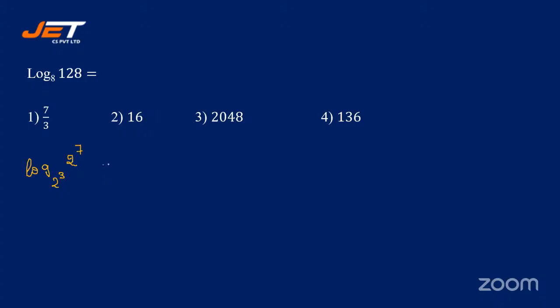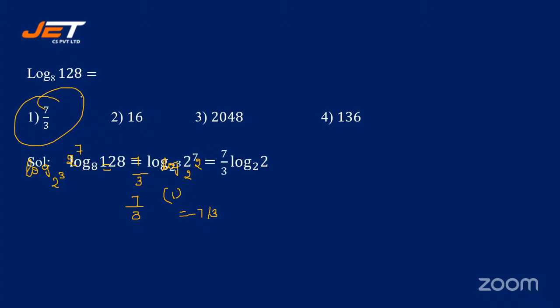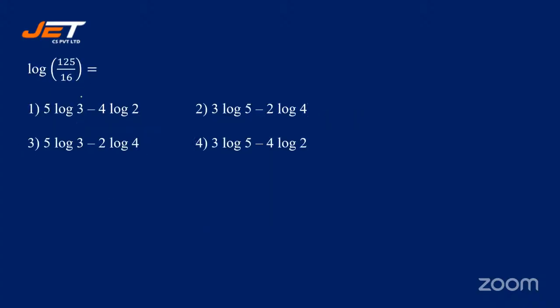Now what is the next step that we can write? See, the power will come here, and here, when it comes to 2 cube, this power will come here. So 7 by 3 log 2 base 2. So log 2 base 2 is 1. So 1 into 7 by 3 will be 7 by 3. Therefore, your first option would be the correct one. If you had opted for the first one, then your answer is right. All right, let's move on to the next question.